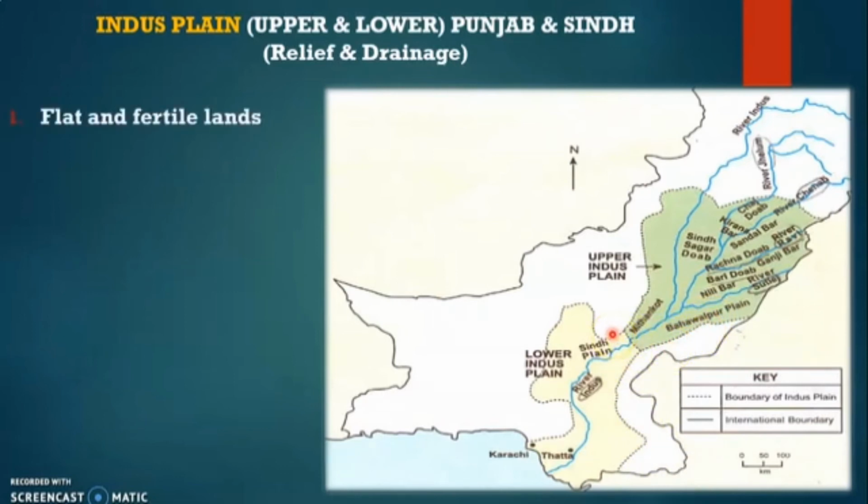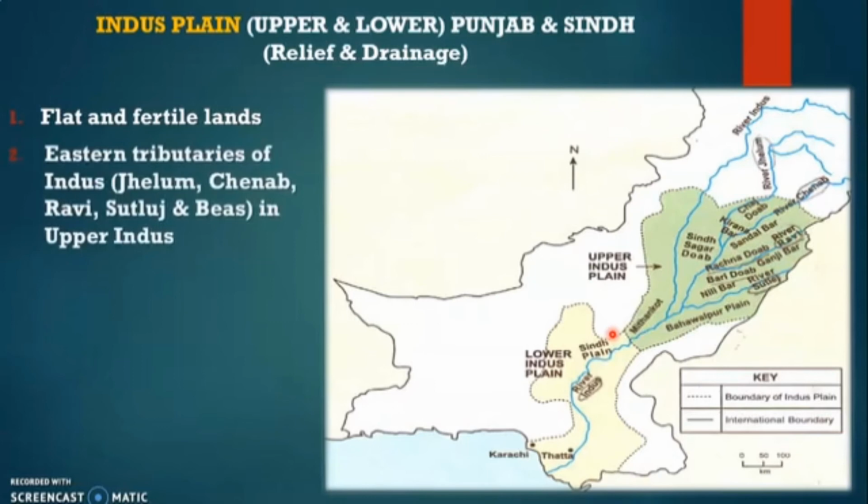So let's see their relief, what kind of area this is, or what kind of topography we have over here in the Indus Plain. These areas are basically flat and fertile, rich in agriculture because of the river tributaries over there. Eastern tributaries of the Indus are Jhelum, Chenab, Ravi, Satluj, and Beas. These are the part of upper Indus. I'm talking about Beas over here. Beas is not in this map, but let me tell you that Beas is a river which joins the Satluj before entering into Pakistan.